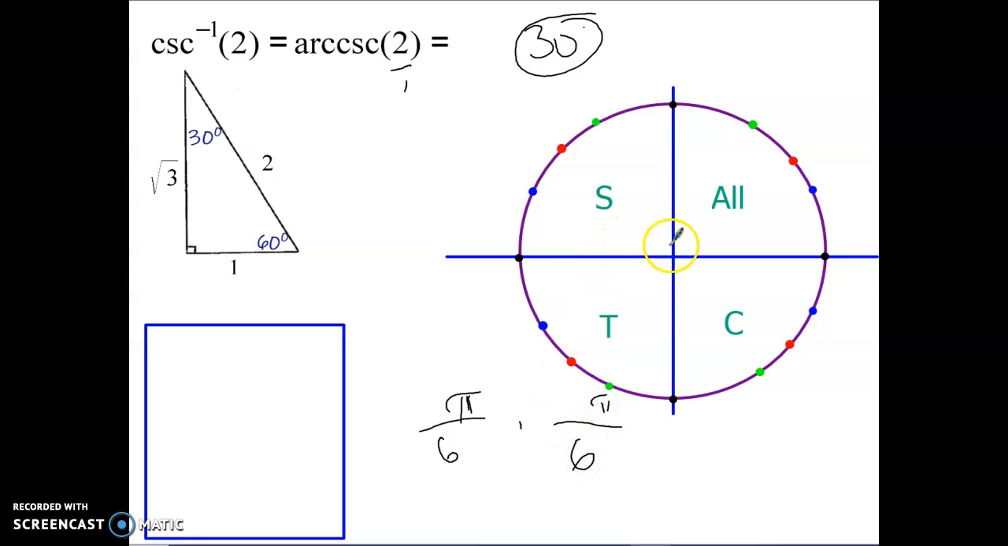Cosecant, reciprocal of sine, is positive in 2 quadrants. It is positive in the second, which means the numerator is going to be 1 less than the denominator. And it is positive in the first, which means the numerator is going to be 1. So the angle that has a cosecant of 2 is 1 pi over 6 and 5 pi over 6.